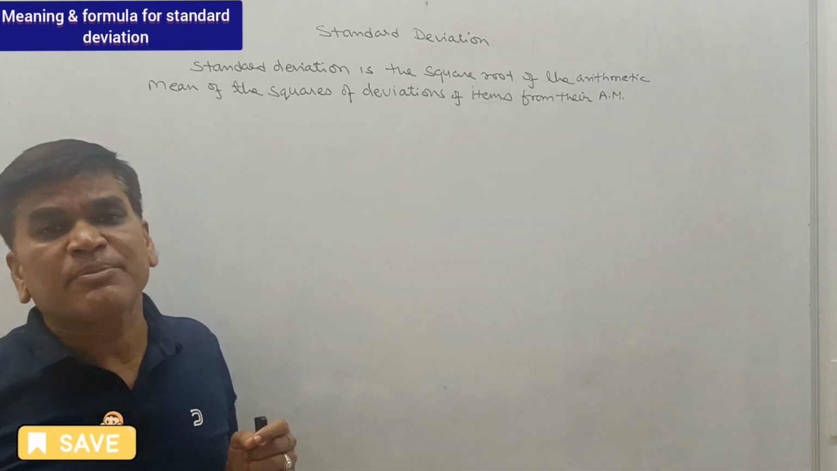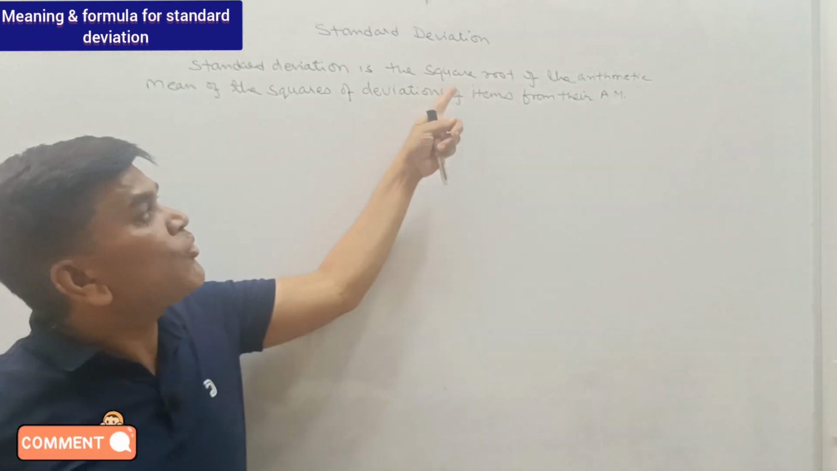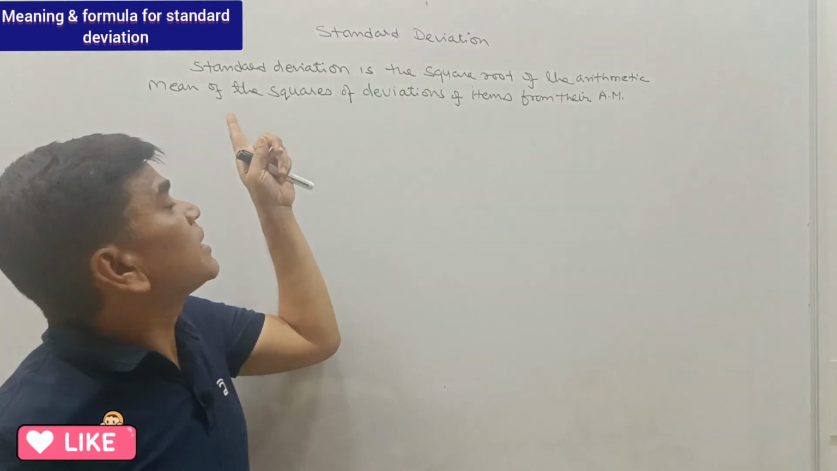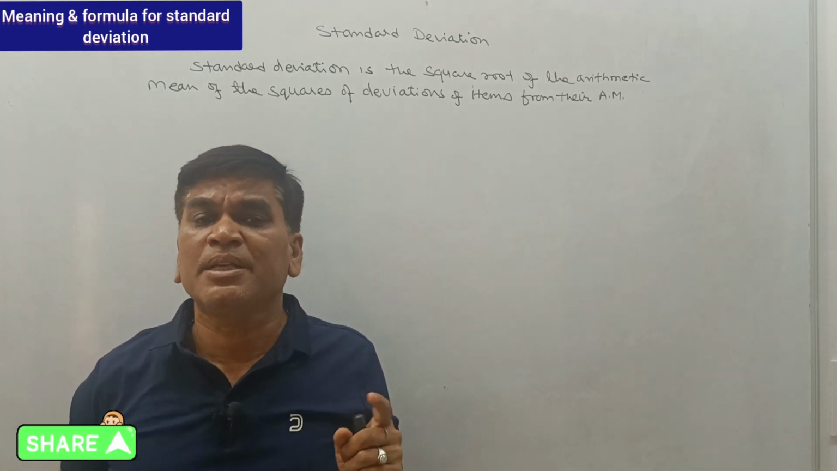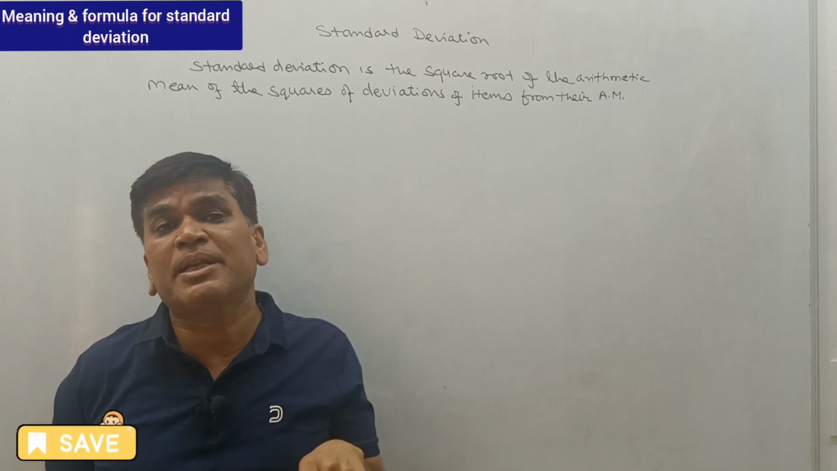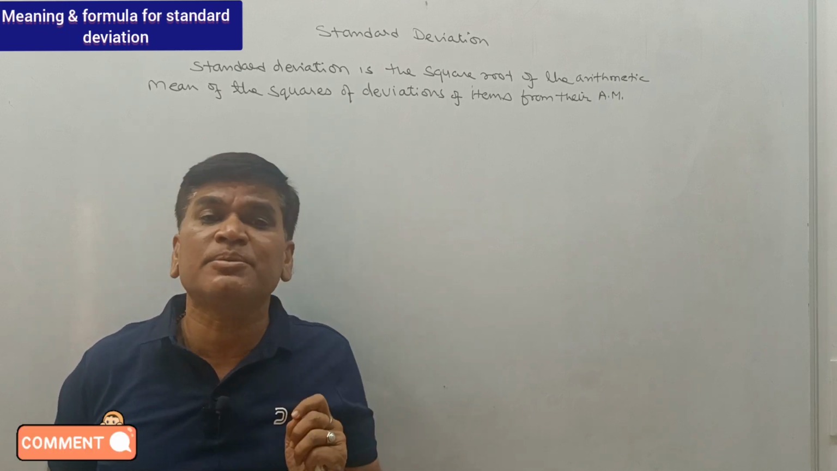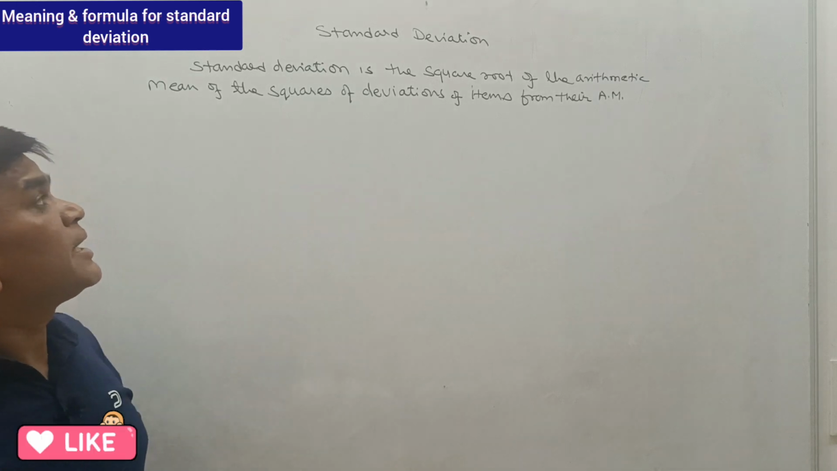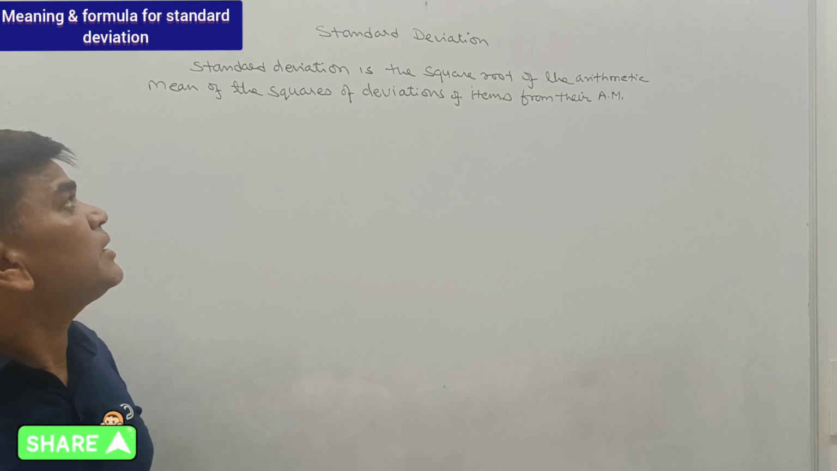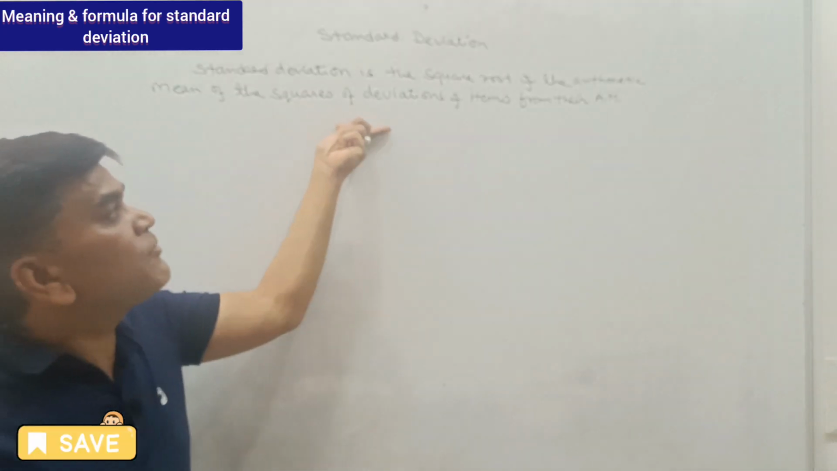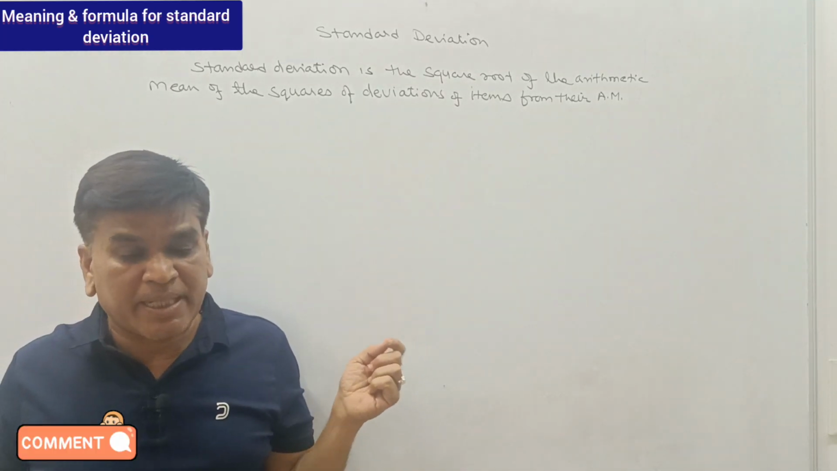Once again, we repeat the definition of the standard deviation. Standard deviation is the square root of the arithmetic mean. It means first we take the deviation from the arithmetic mean, then we square the deviations. So we say that the standard deviation is the square root of the arithmetic mean of the squares of deviations of items from its arithmetic mean.